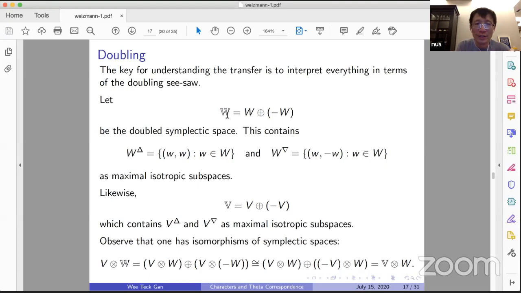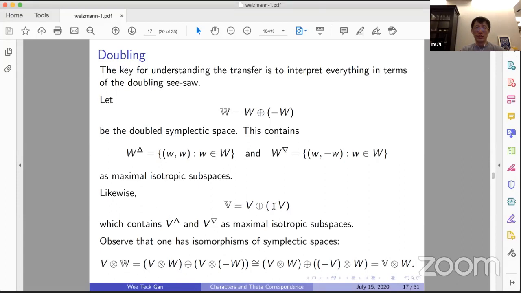Which I'll call math BB W. I will denote it as W square, with a square in the superscript. Now one thing to notice is that this space contains two natural maximal isotropic subspaces, Lagrangian subspaces: the diagonal copy of W, where this minus sign makes this diagonal copy of W isotropic, and also the so-called anti-diagonal, which I'll call W nabla.